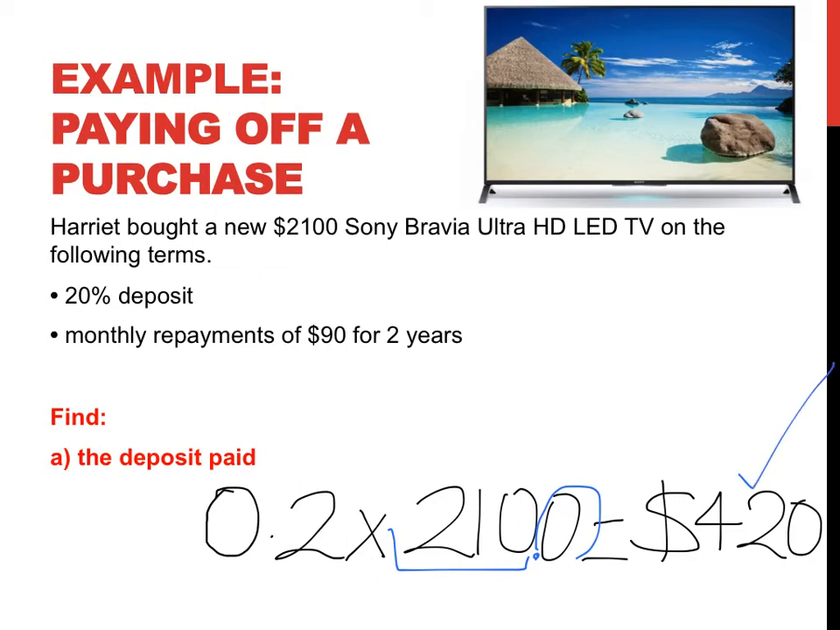I knew if I got an answer of $1,000 here, it'd be wrong. The reason why I know my answer would be wrong is it's nearly half of the original amount, not 20% like it's been allocated. So Harriet had to pay $420 before she left the store. And then she had to sign an agreement to say she would pay monthly repayments of $90 for 2 years.